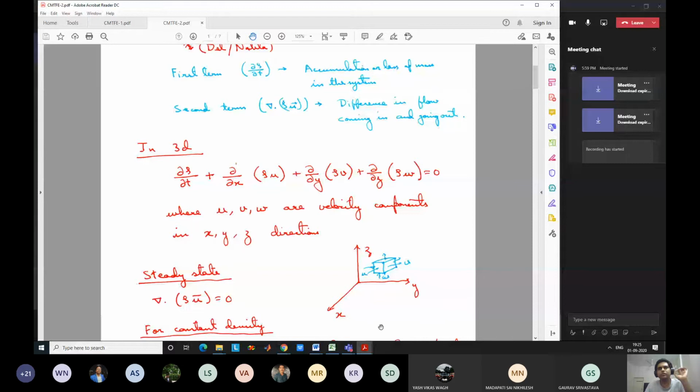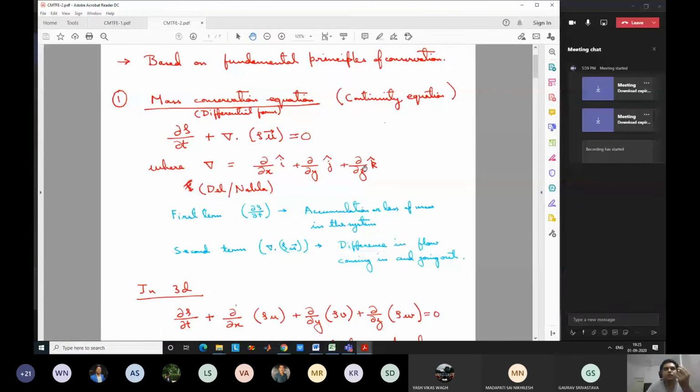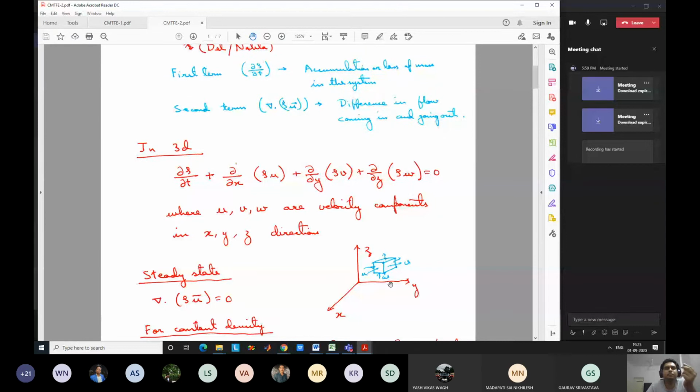The differential form is developed, as you know, assuming a very small control volume and then doing the balances: mass balance, momentum balance, force balance and energy balance. What is the energy going out, what is the energy going in? Is there any heat generation or not? What is the flow going in, what is the flow going out? Is there any accumulation of mass inside or not? Mass can also accumulate, right? If more mass is coming in, it can accumulate.